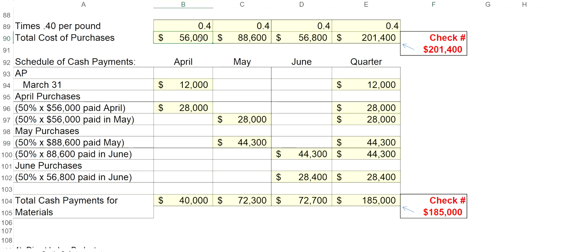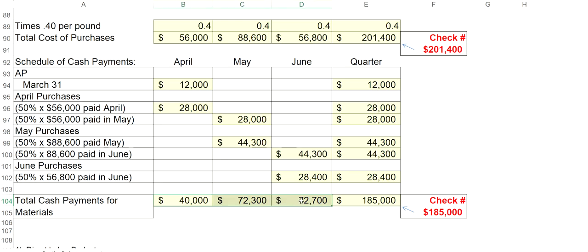So even though we're buying $56,000 worth of materials in May, our cash outflows, our cash payments for those materials will only be $40,000. Okay. At some point it catches up. For example, in June, we only buy 56.8, but we have a cash outflow. We pay for 72.7 because we're paying for some of those previous purchases that were on account.